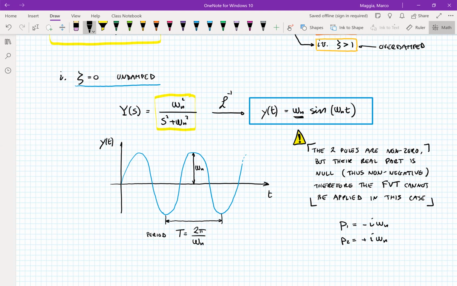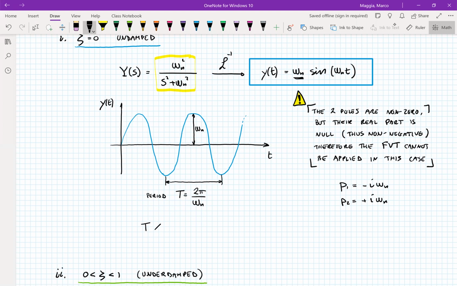And so the period increases as the natural frequency decreases, and the other way around, the period decreases as the natural frequency increases.